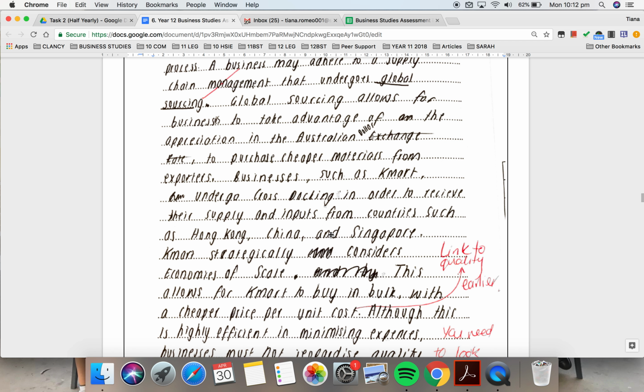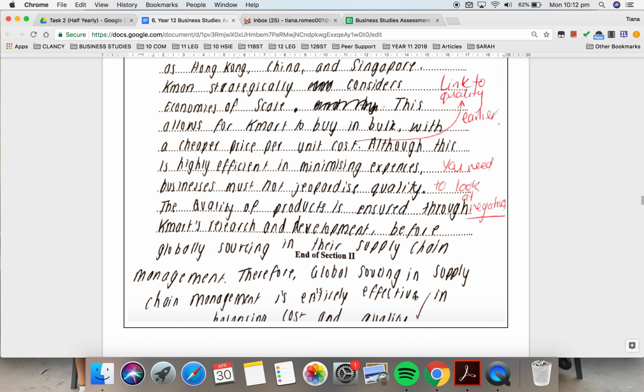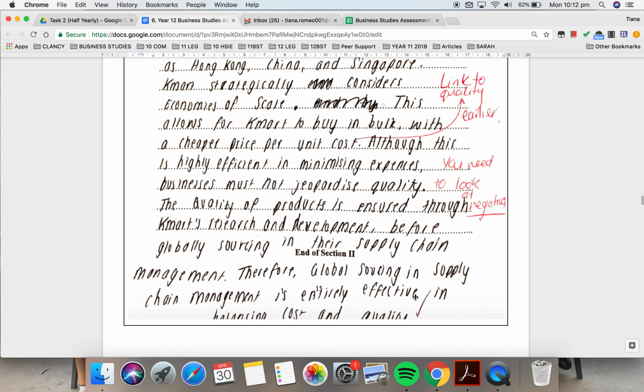Although this is highly efficient in minimizing expenses, businesses must not jeopardize quality. The quality of products is ensured through Kmart's research and development before global sourcing in their supply chain management. Therefore, global sourcing in supply chain management is entirely effective in balancing cost and quality.